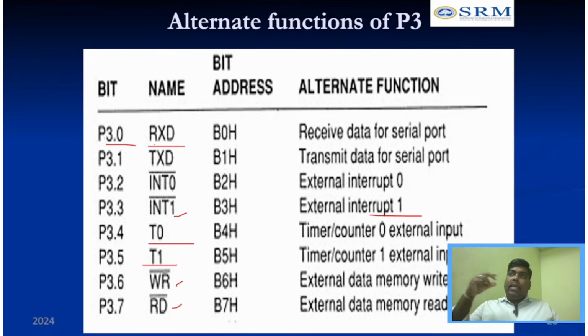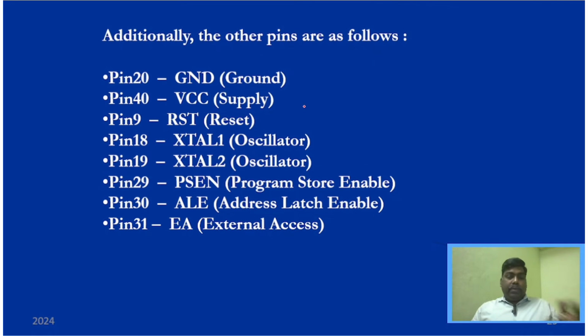Similarly, for read and write operations, whenever we need to write data into the external memory, we can use the write strobe signal, which can be configured in P3.6. Similarly, to read data from the external memory, the read strobe, that is the read signal, can be configured in the next pin, P3.7. Apart from the 32 port pins, you have the remaining 8 pins used for configuration purposes, that is ground, supply and reset. Reset is pin number 9, VCC is pin 40, and ground is pin 20, right?